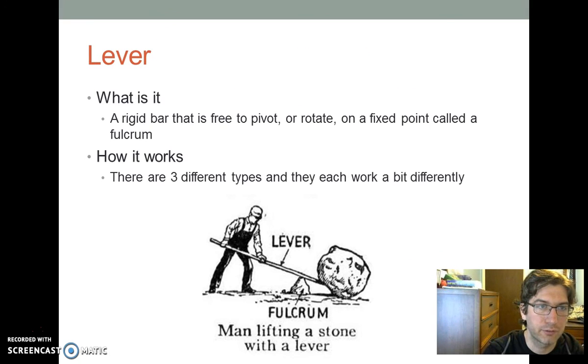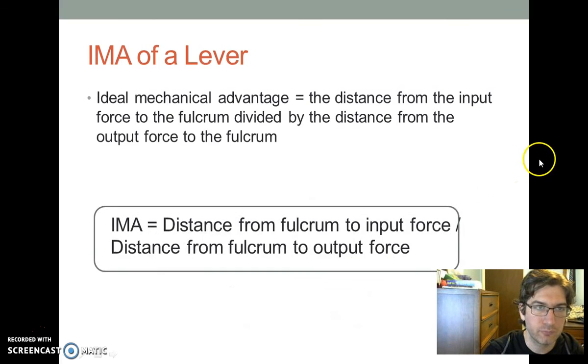I guess I am getting to the lever in this video. I apologize for that. A lever is lever or lever. You're welcome to use either pronunciation. It is just a rigid bar that's free to pivot or rotate on a fixed point called a fulcrum. So here we have our lever, which is the actual bar, and our fulcrum in this case is the little rock that he's pivoting it on. There are 3 different types of levers, and they all work a little different, and it's all about where our load is, or this giant rock would be our load here, versus our fulcrum, versus where we apply our force.